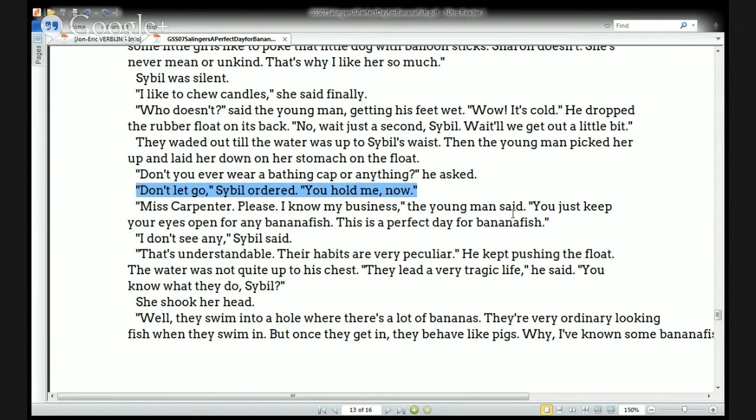And he kept pushing the float. The water was not quite up to his chest. "They lead a very tragic life," he said. "You know what they do, Sybil?" She shook her head. "Well, they swim into a hole where there's a lot of bananas. They are very ordinary-looking fish when they swim in, but once they get in, they behave like pigs." "Why?"